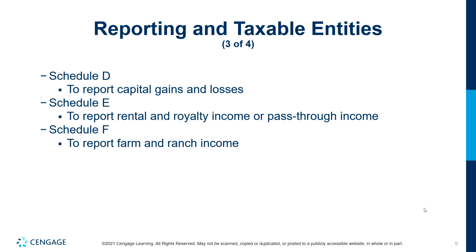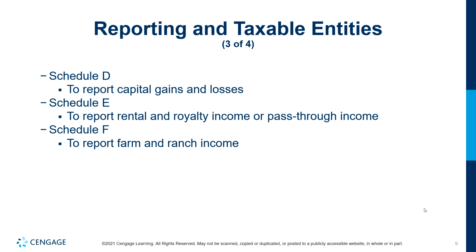We have Schedule D. This is our capital gains and losses for buying investment assets, a lot of times stock sales, but it does have any other capital gains and losses. Then we have Schedule E to report our rental and royalty income. So any rental property you may have will show up on Schedule E, and also any pass-through income.